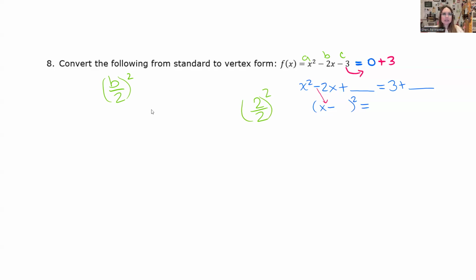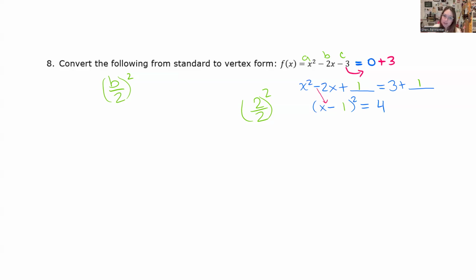What's in parentheses stays in parentheses. What is 2 divided by 2? That goes in parentheses. And I'm going to work myself up and around. And so what is 1 squared? 1. And anything you add to one side, you add to the other. What is 3 plus 1? 4. All right, I completed the square.